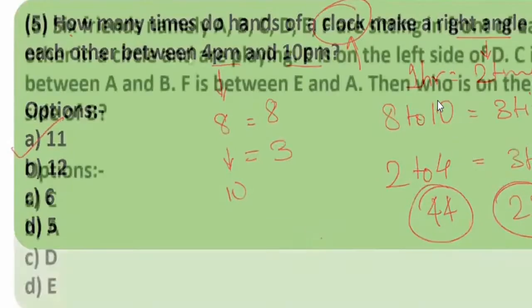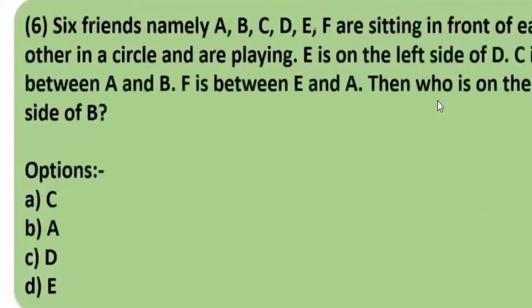Moving to the next question. 6 friends, namely A, B, C, D, E, F, are sitting in front of each other in a circle and are playing. So there is a circle, there are 6 friends. E is on the left side of D. So let us assume this is D, left side is this. Now they are facing each other, and so this is the left side of D, E is on the left side of D. C is between A and B, F is between E and A.